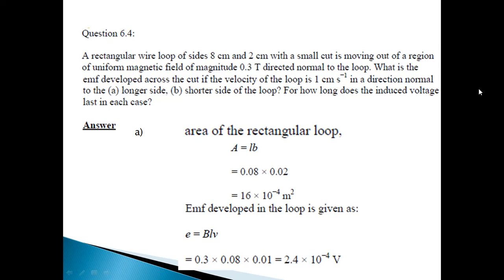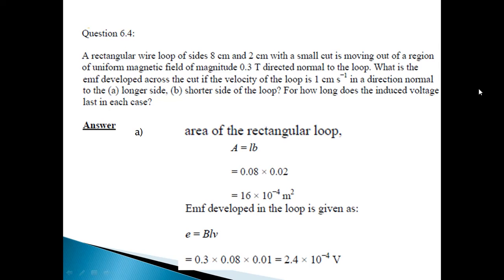A rectangular wire loop of sides 8 cm and 2 cm with a small cut is moving out of a region of uniform magnetic field of magnitude 0.3 Tesla directed normal to the loop. What is the EMF developed across the cut if the velocity of the loop is 1 centimeter per second in a direction normal to the longer side, and to the shorter side of the loop? For how long does the induced voltage last in each case?